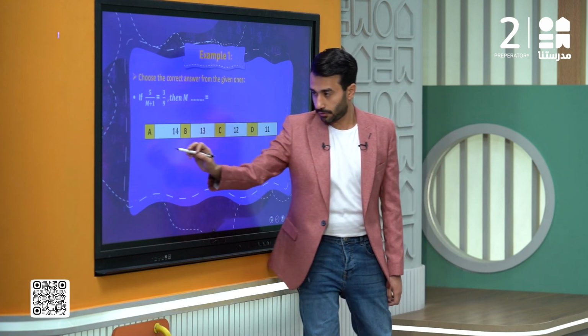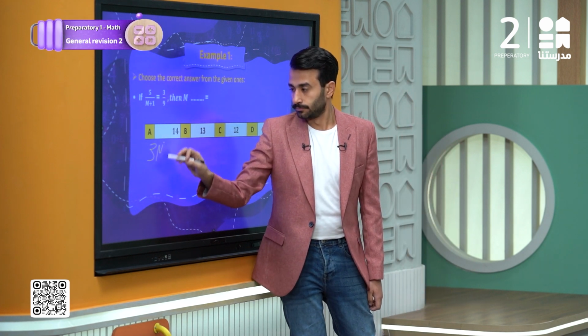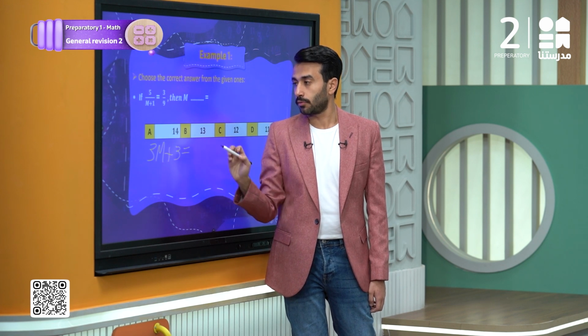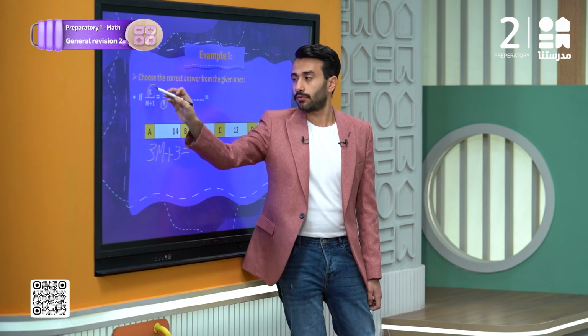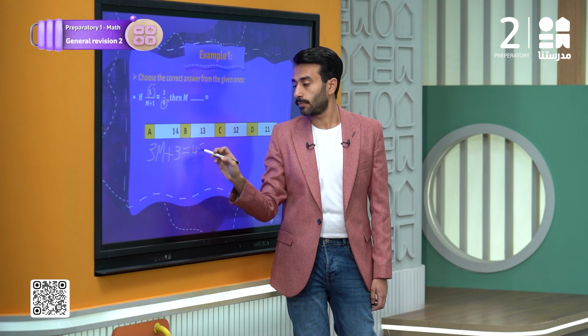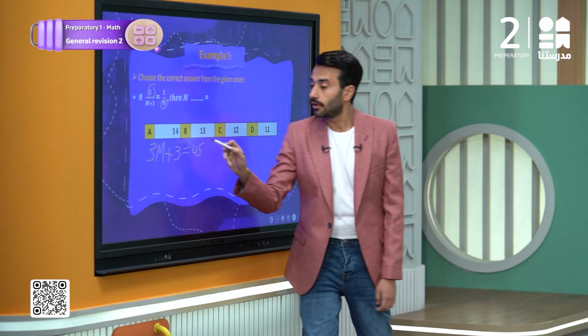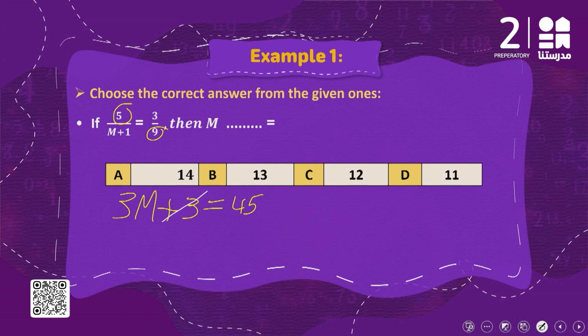Now it will be 3m plus 3 times 1, this is equal to 3, which is equal to 9 times 5. This is equal to 45. To solve an equation like this one, you have to cancel 3, which means minus 3, for here and this one. Now we have only 3m equal to 45 minus 3, this is 42. Simply you need to divide by 3 for both of them to find m, which is equal to 14.